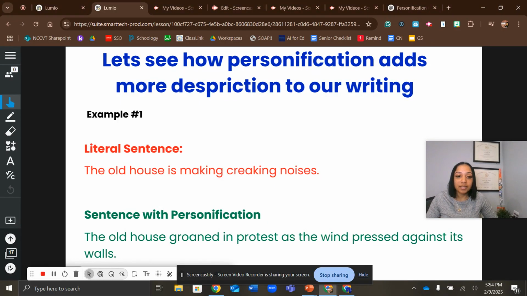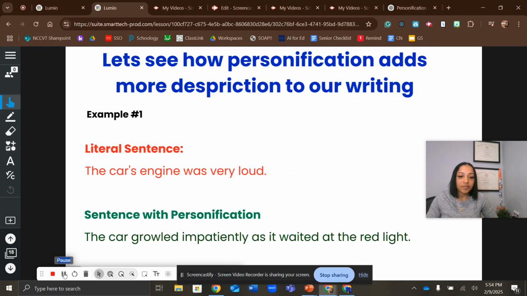Another example is, the car's engine was very loud. We can prove that. We can listen to the car. We can hear the engine be loud. We can visualize. We can see which car is doing that. But with personification, we can add a little bit more detail. We can say the car growled impatiently as it waited at the red light. So we can see the car at the red light and just waiting to go. It's waiting to go and be ready to go through the red light. So again, it adds more detail and it makes you visualize, see what the car is doing as it's waiting for the red light.